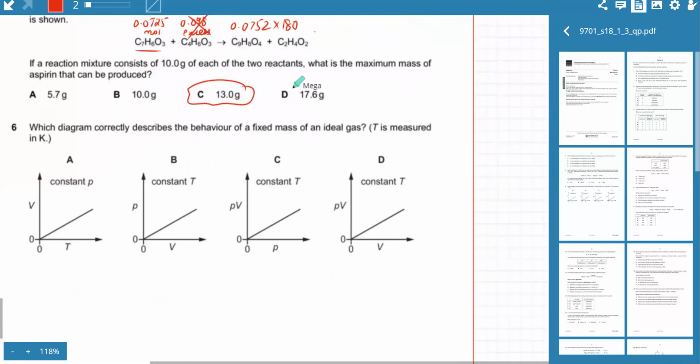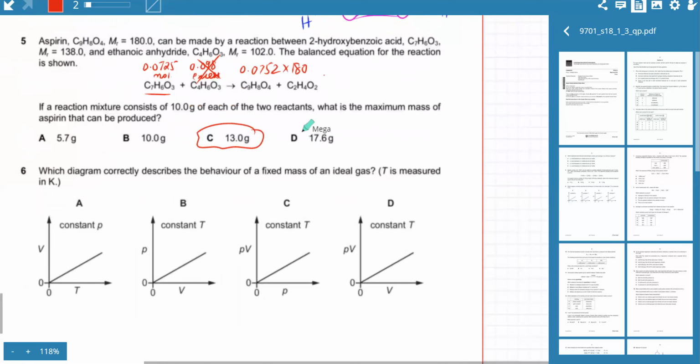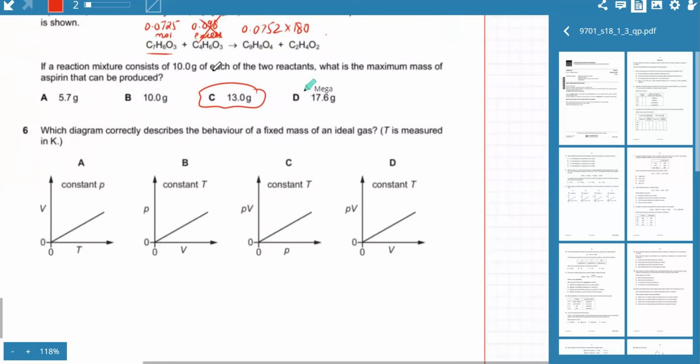Then about this, always remember never to use excess reactant moles, okay? They're not taking part in the reaction completely.